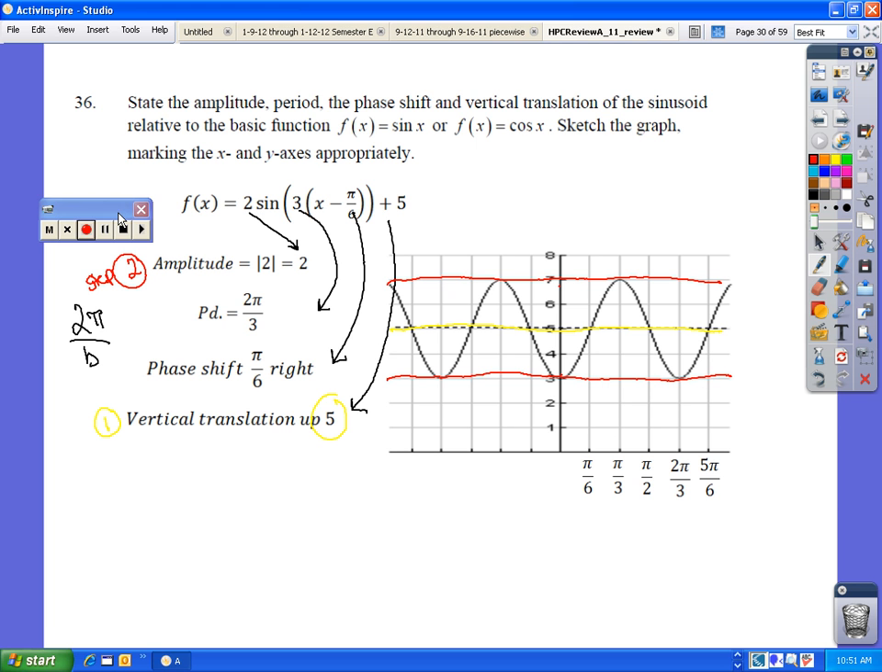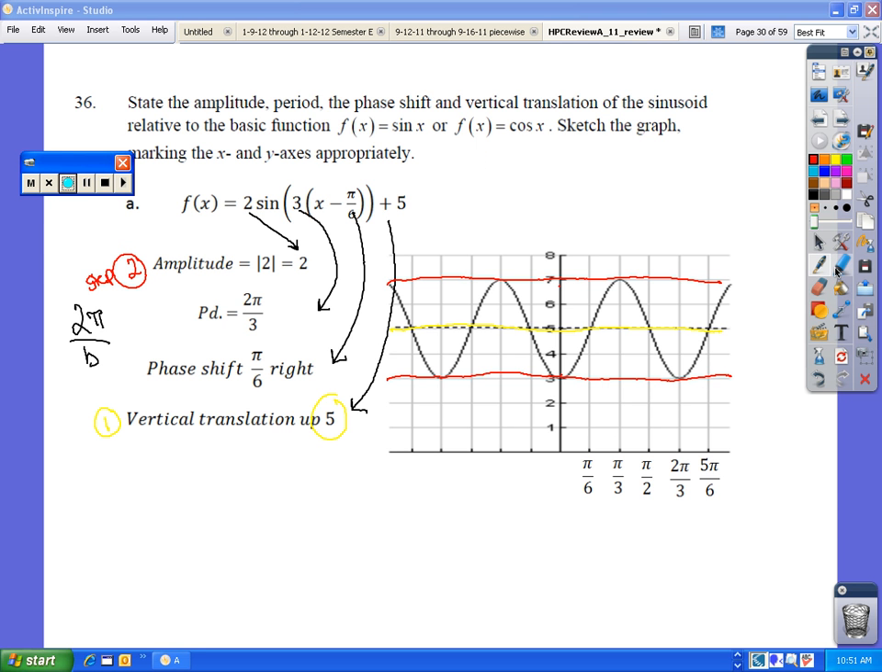Alright, so next you now want to use your period to determine where all of your critical points are. Using now your period of 2 pi over 3, you know that from start to finish of this graph, let's do a sine graph. You know a sine graph starts in the midline, goes up, and comes back down. So how many critical points do you have along the way? Well, you have the top, the middle, the bottom.